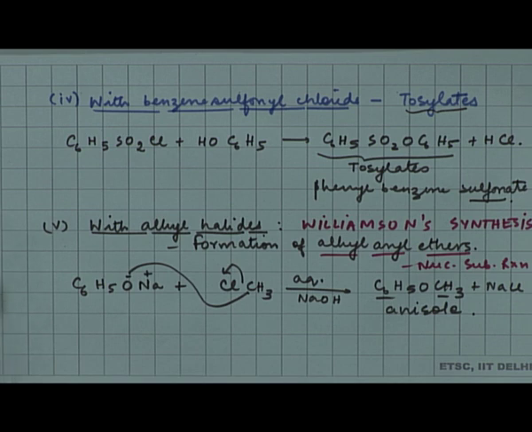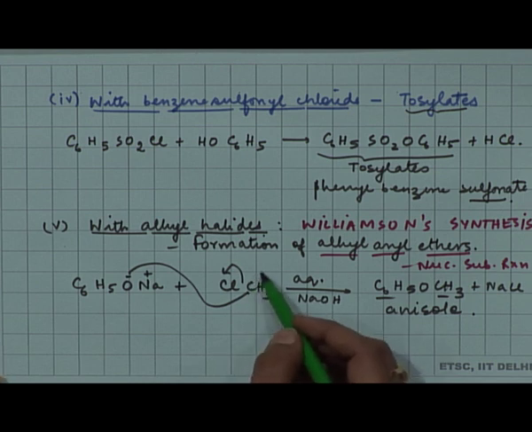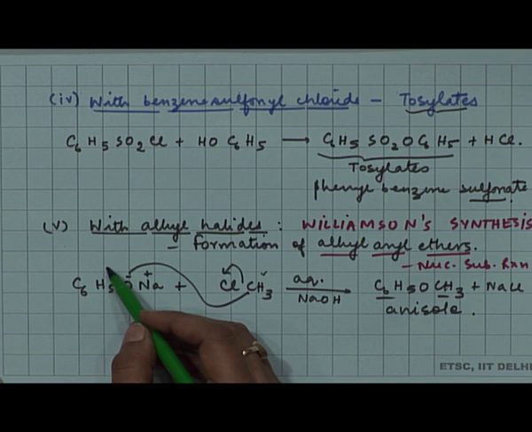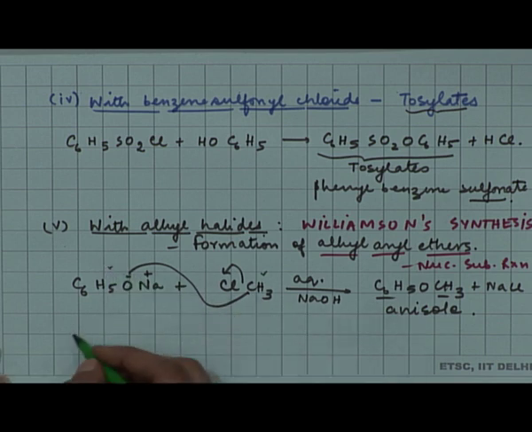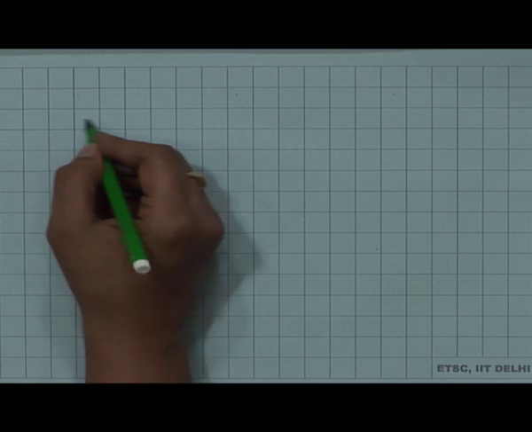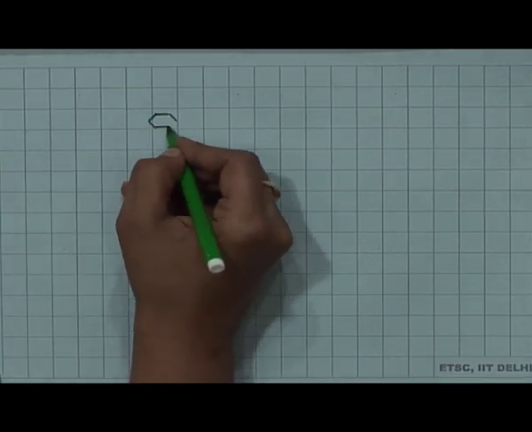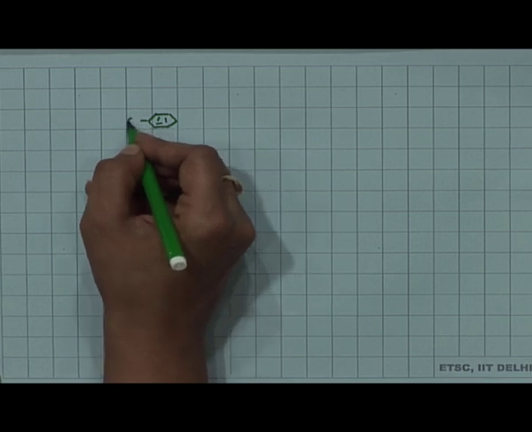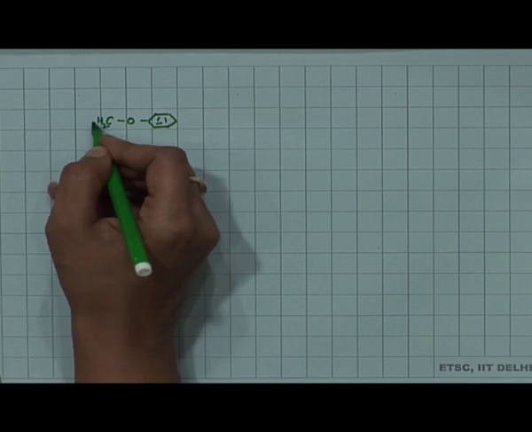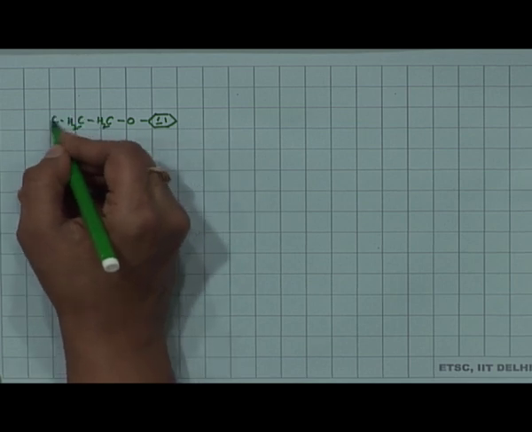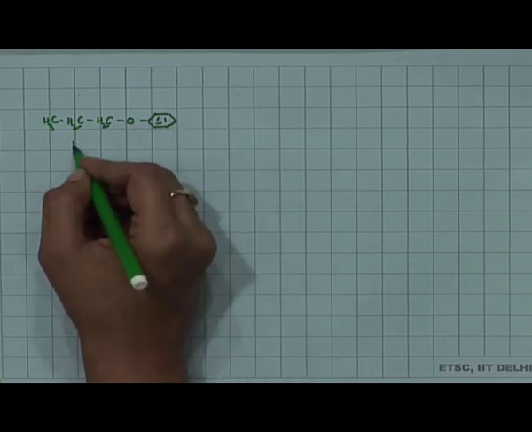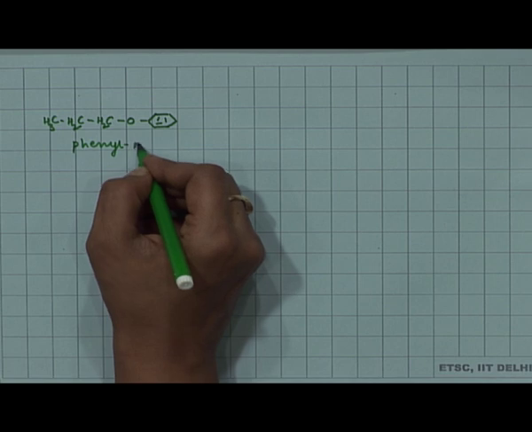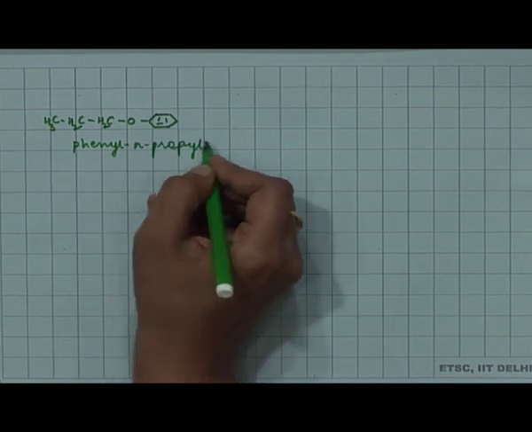The interesting thing in this reaction is that when you have to prepare the alkyl aryl ether, there can be two combinations for preparing the same alkyl aryl ether. The question is, what do we do? Which alkyl halide do we start with and which phenoxide should we start with? For example, I will take one example for this. Suppose we have to make this molecule, which is phenyl n-propyl ether.